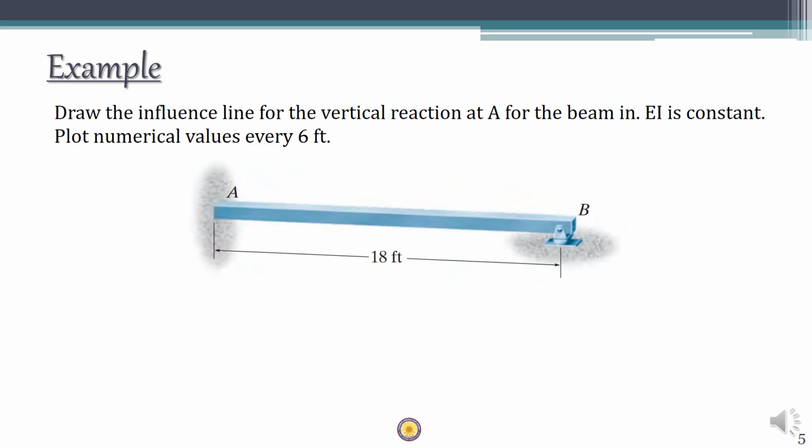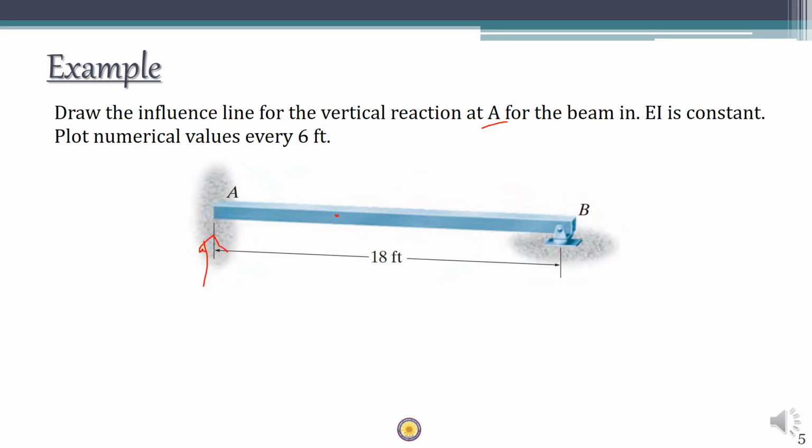So with that background, now let's see an example. Here we have a propped cantilever. Support A is fixed and support B is a prop support, which is simply supported. Okay, we have constant EI here, and we are asked to find the numerical value of the ILD for the vertical reaction at A. AY has to be found out.